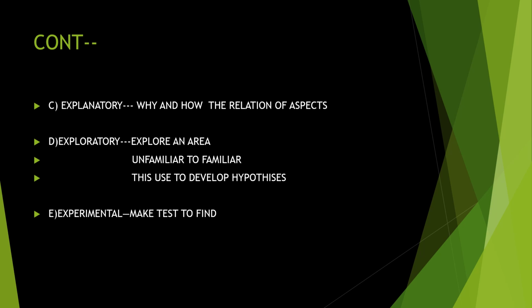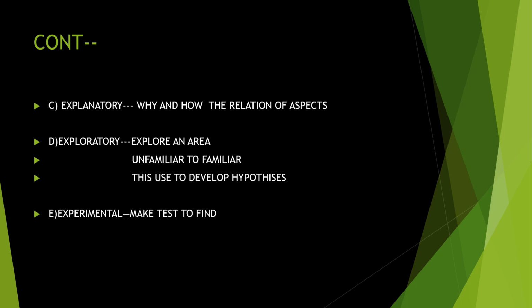Next is experimental: make a test to find out. We can see this, for example, when you are studying in school, teachers take you to the lab and show you some experiments. When you do an experiment, it is clear for you. Whenever someone asks a question, it clearly comes to your mind: it's right, because we have done it in our lab. In the same way, experimental means you are doing some kind of test by yourself and finding out the results. So it is a scientific process. Experimental research is a very clearly scientific process in research.